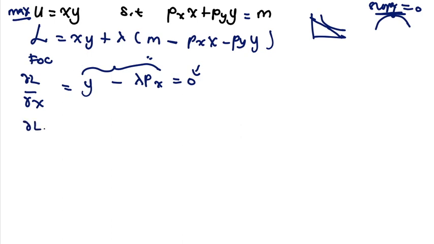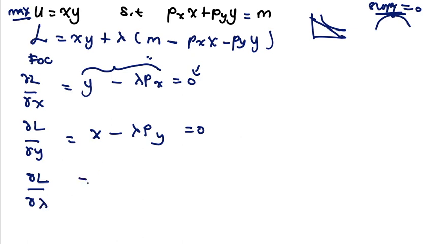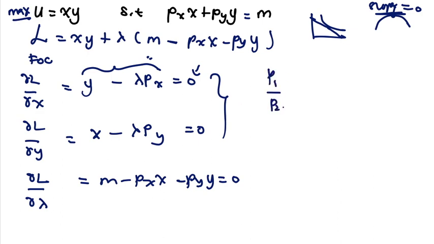So the same thing we do for good y. Then you get x minus lambda py, equate it to 0, and don't forget to differentiate the Lagrangian function with respect to the multiplier, which is lambda. Then we get m minus px times x minus py times y equal to 0. So when you solve this, you can get something like this. I skip the step, but you need to know how to do it. When I skip the step, you can't skip the step in the assignment, yeah?